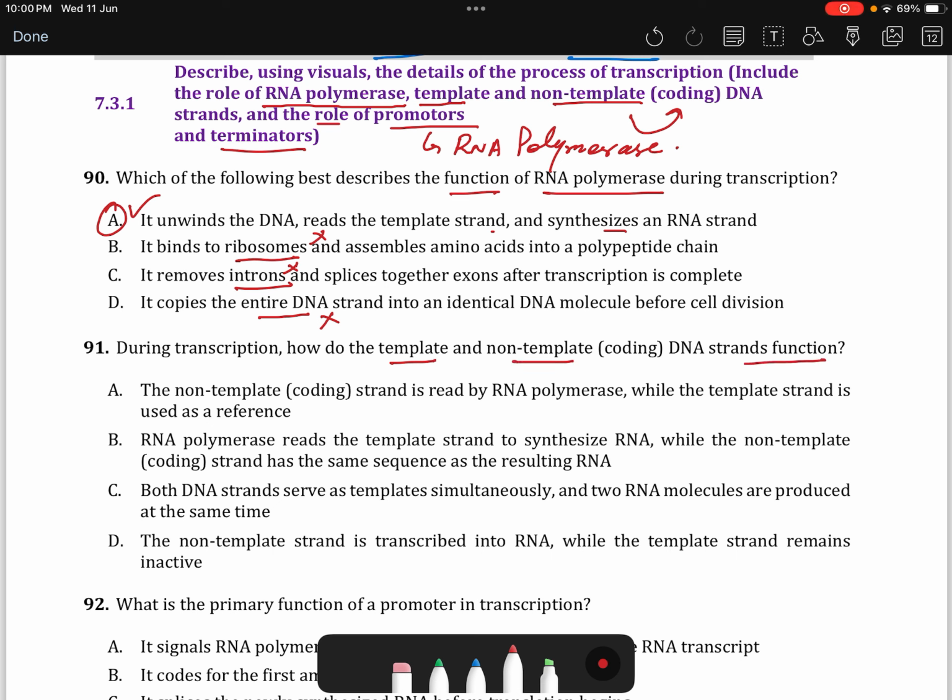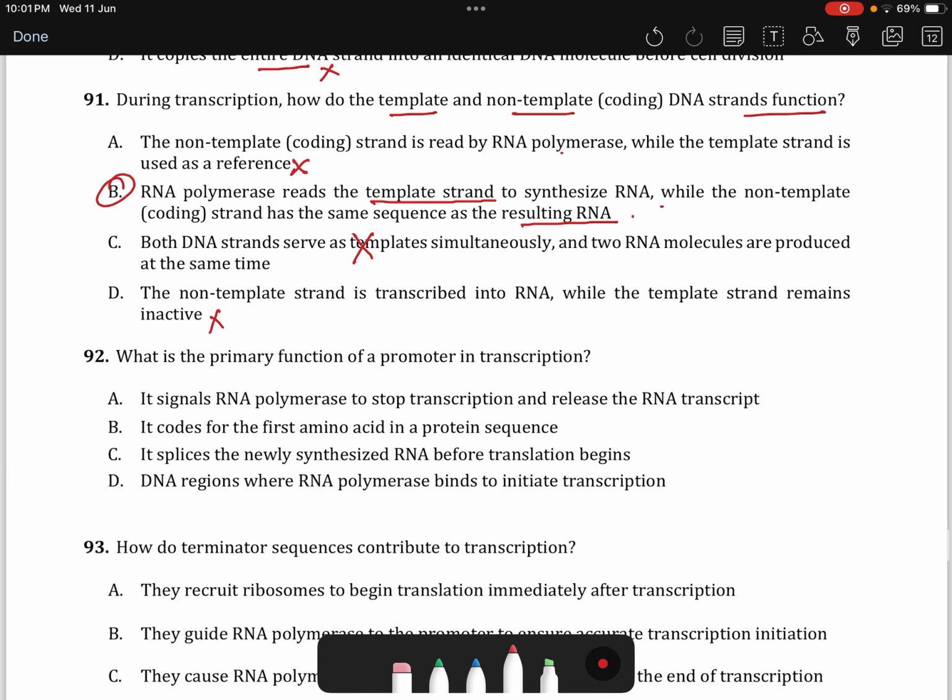During transcription, how do the template and non-template, which is the coding strand, function? Okay, the non-template strand is read by the RNA polymerase, while the template strand is used as a reference. No. Until here it is correct. Okay, RNA polymerase reads the template strand. Oh no, the upper one is even wrong from here. Okay, RNA polymerase reads the template strand to synthesize RNA, while the non-template strand has the same sequence as the resulting RNA. Okay, that makes sense. Both DNA strands serve as a template. No. The non-template strand is transcribed into RNA, while the template strand remains inactive. So this is also wrong. So B is the only correct.